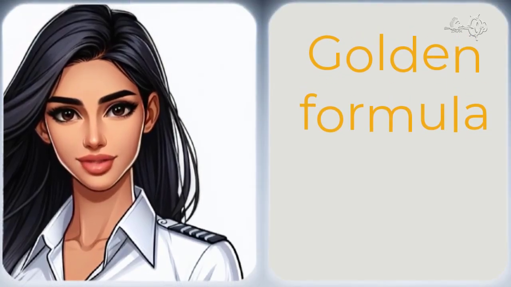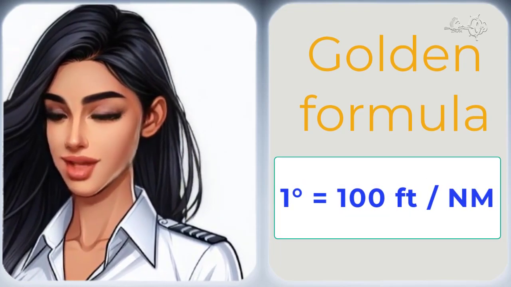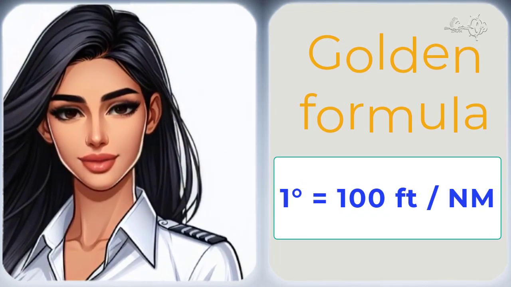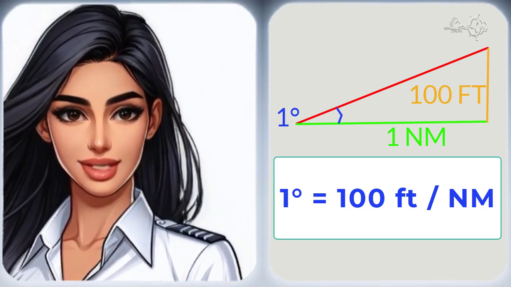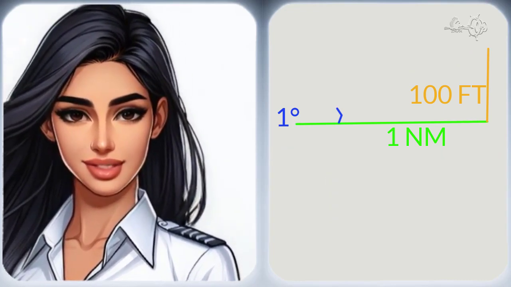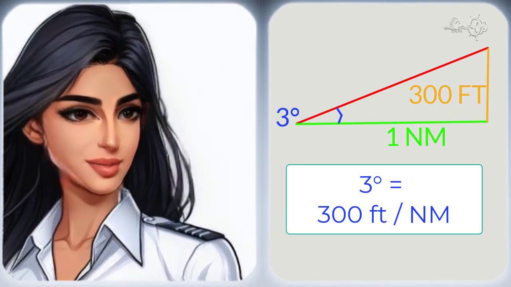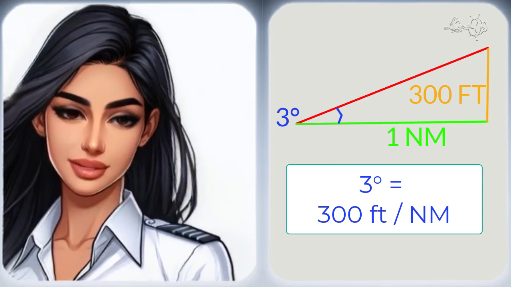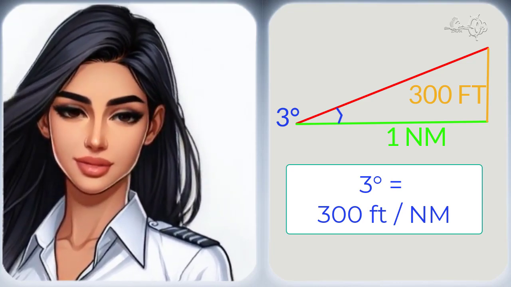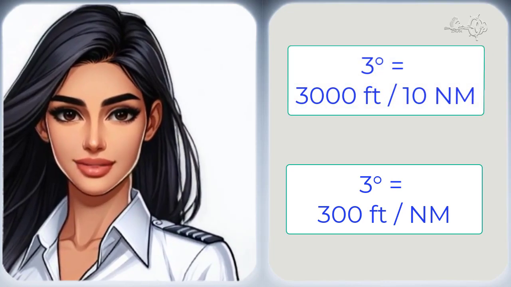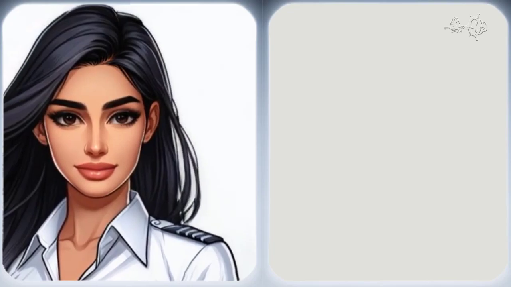The golden formula is straightforward yet powerful. 1 degree equals 100 feet per nautical mile. This formula is foundational for pilots, simplifying what might seem complex at first glance. Building on this, 3 degrees equates to 300 feet per nautical mile. So for a standard 3-degree ILS approach, we are ideally positioned at 3,000 feet at 10 nautical miles.